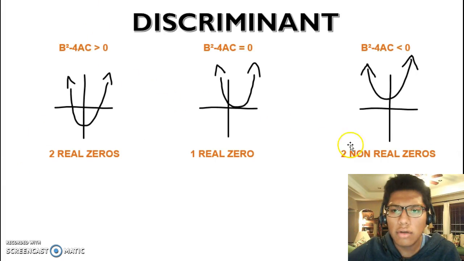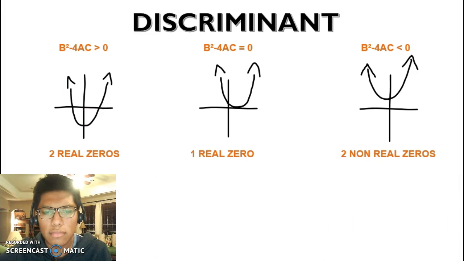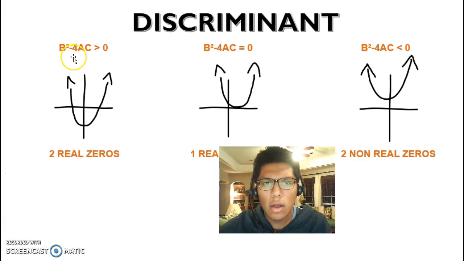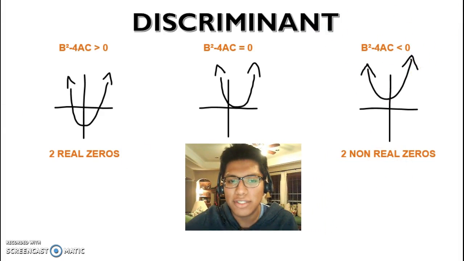So take a minute and copy this down onto your notebook and familiarize yourself with this. And this shows you why negative 8 had two non-real solutions, because it was less than 0. So that means we have two non-real zeros or solutions.